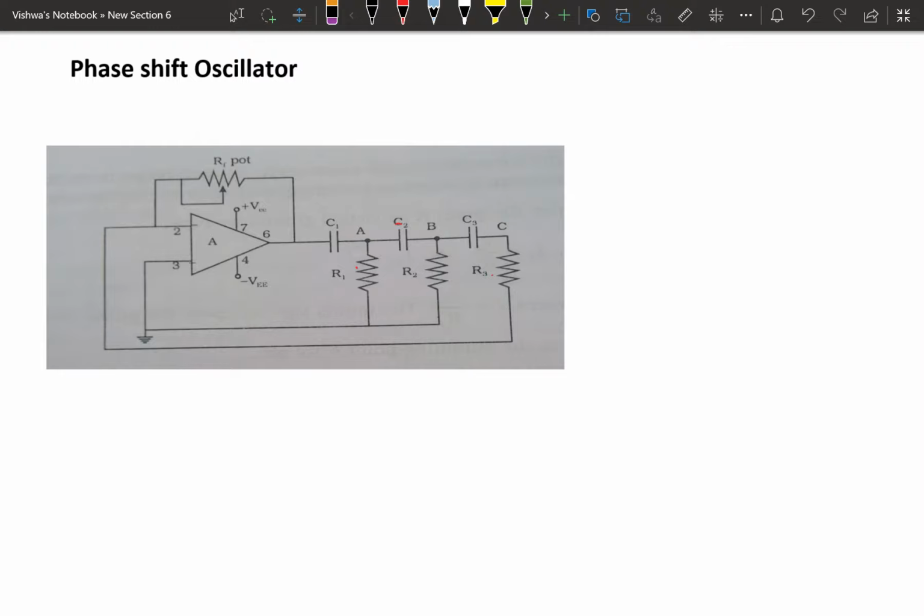Here at a particular frequency, the phase shift of each section of the RC network becomes 60 degrees. That particular frequency, take it as f0. So at that frequency there is a phase shift between each network of 60 degrees. Here 3 RC networks are used, 1, 2 and 3, so each network makes a phase shift of 60 degrees. Totally it makes 180 degrees at a particular frequency. The shift is what? 180 degrees.